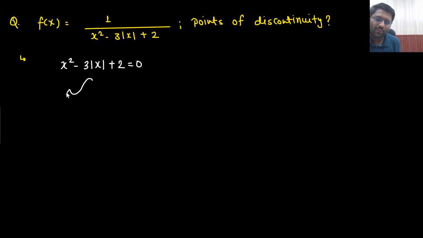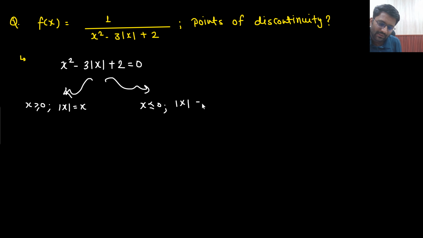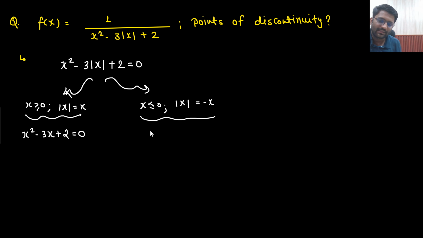Now I will have to take two cases, because I know that mod of x is opened in two different ways. If x is greater than or equal to 0, then mod of x will be opened as x. And if x is less than or equal to 0, then mod of x will be opened as minus x. So two different cases I need to take. Here I am taking this case. What answer will I be getting? And here I will be taking this case, x square plus 3x plus 2.